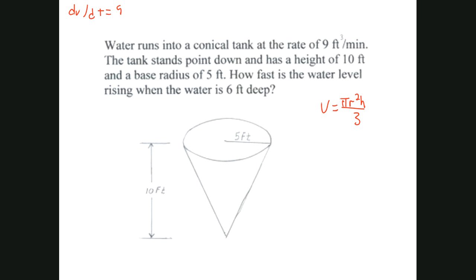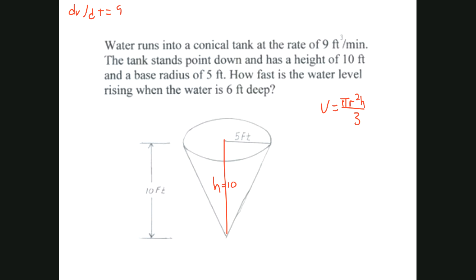Very good. So dV dt equals 9 feet cubed. I'm just going to put 9 in there because I don't usually deal with units. It kind of messes with my head. Then it says the tank stands point down and has a height of 10 feet and a base radius of 5 feet. So the height is 10 and the radius is 5. How fast is the water level rising when the water is 6 feet deep?